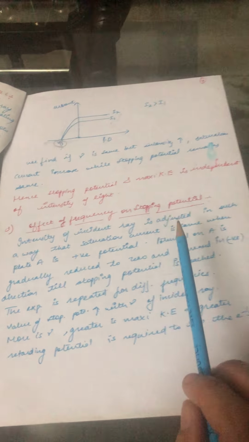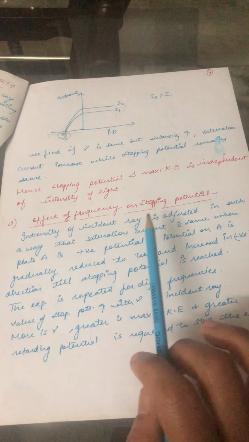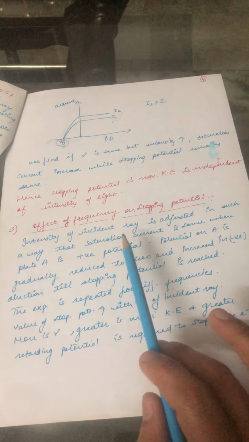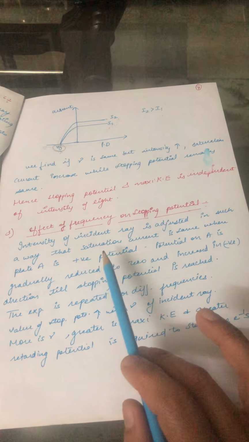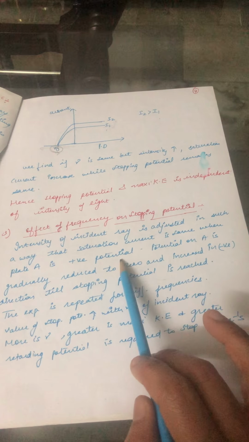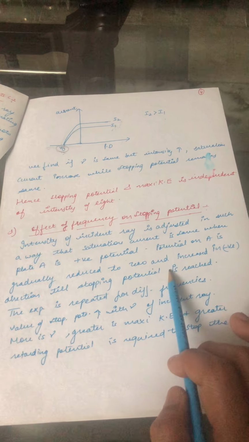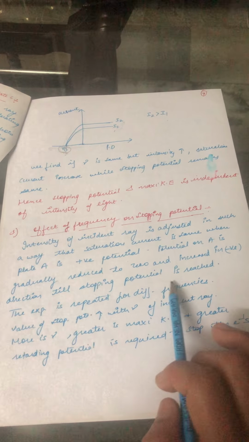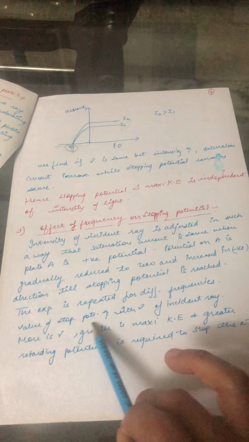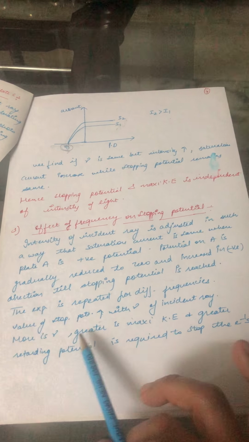Next is the effect of frequency on the stopping potential. For studying this, we have to adjust one more parameter. The intensity of the incident ray is adjusted in such a way that the saturation current is the same when plate A is at positive potential. The potential on A is gradually reduced to zero and increased in the negative direction till the stopping potential is reached. The experiment is repeated for different frequency values. The stopping potential increases with the frequency of the incident ray.